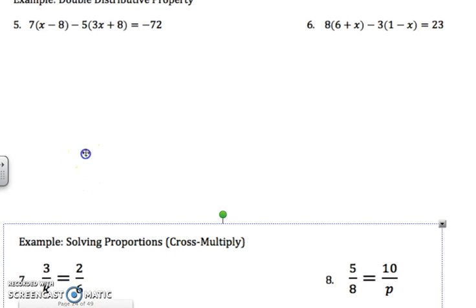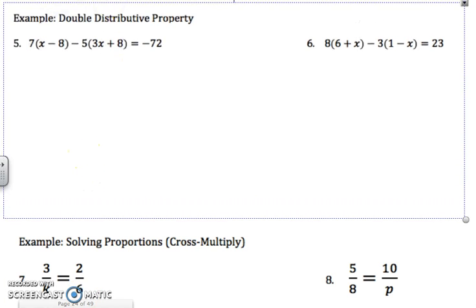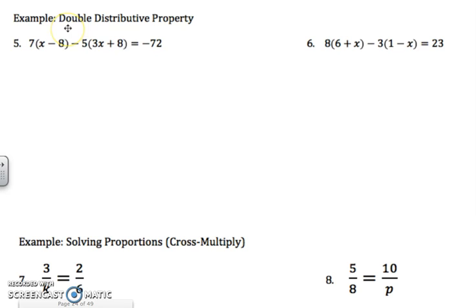Alright, so now we're going to do examples of the distributive property, the double distributive property. So that means you're just going to multiply twice, combine like terms, and then solve like normal. So let me do number 7 with you. I'm going to multiply 7 times x is 7x. 7 times negative 8 is negative 56. Okay, so I've done that parentheses.